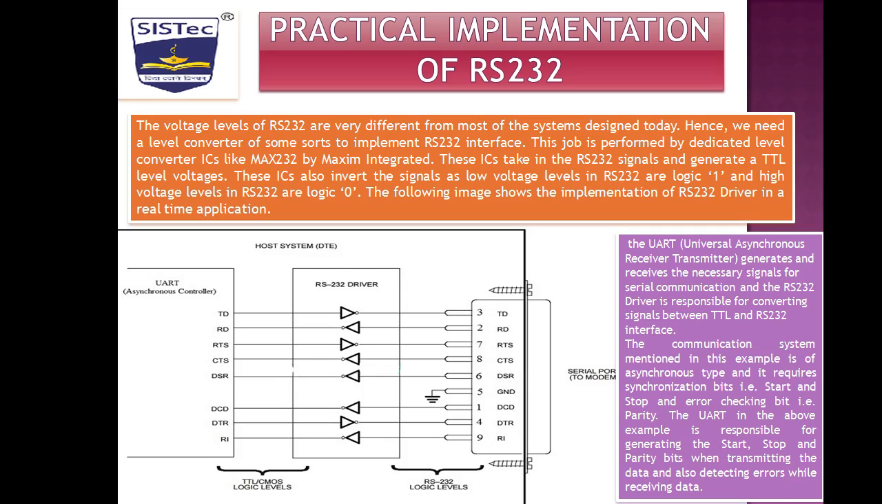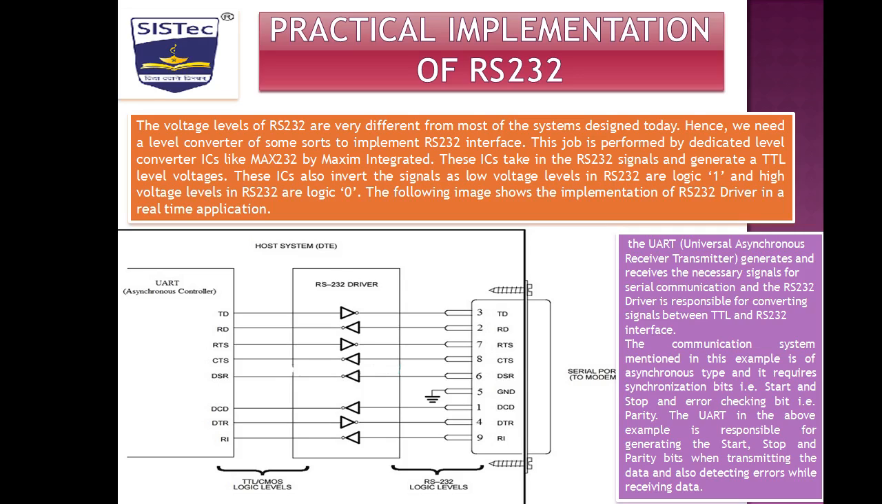So how do we go for practical implementation of the RS-232 standard? As we know, the voltage levels of the RS-232 standard are very different from those of most systems we use today. So we need a level converter to implement the RS-232 interface, and this is done by an IC named MAX232 by Maxim Integrated. These ICs take RS-232 signals and generate equivalent TTL level voltages.